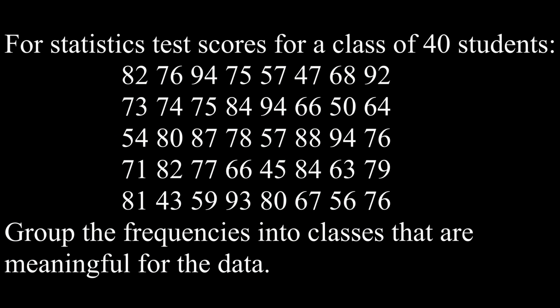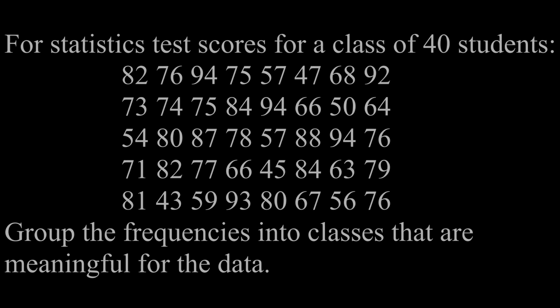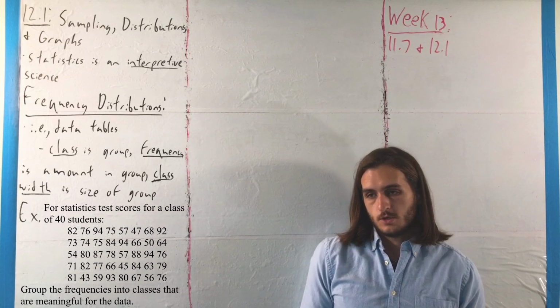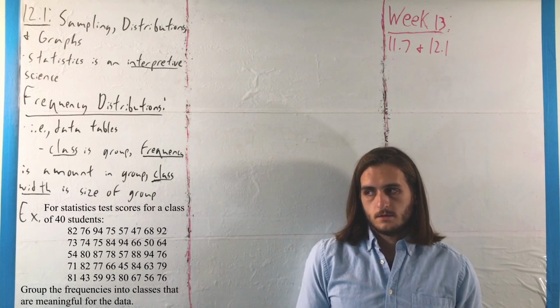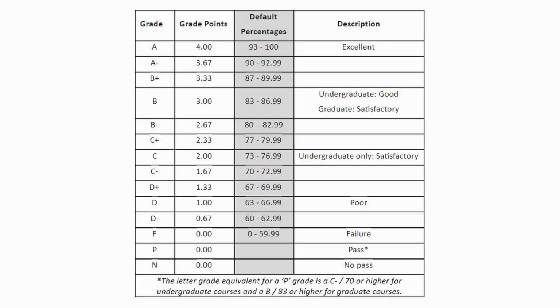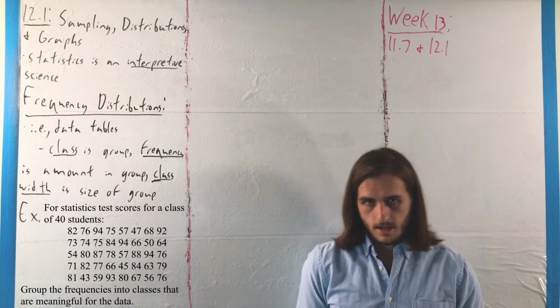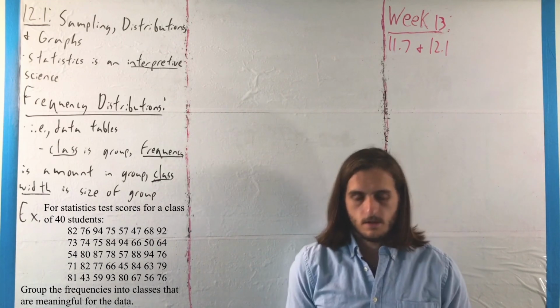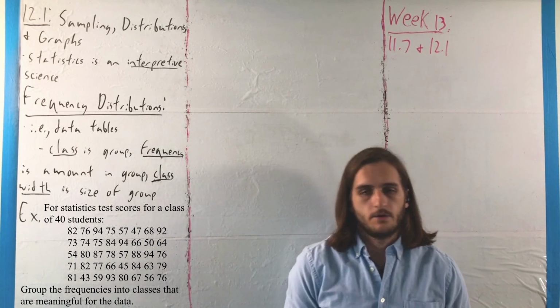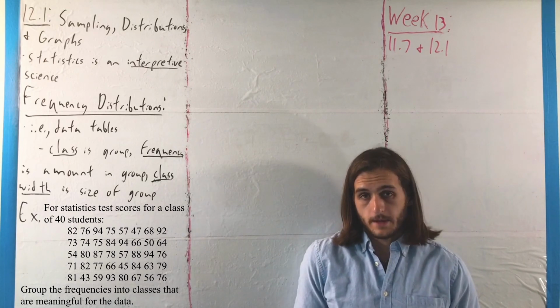For our second example, we have a set of statistics test scores for a class of 40 students and want to group them into classes that are meaningful for the data so as to be able to make a distribution. In this case, we should understand that letter grades are often grouped in terms of tens. That is 90 to 99, 80 to 89, 70 to 79, and so on down till we get to Fs, which are, well, their own thing.